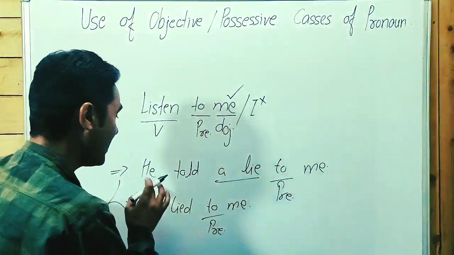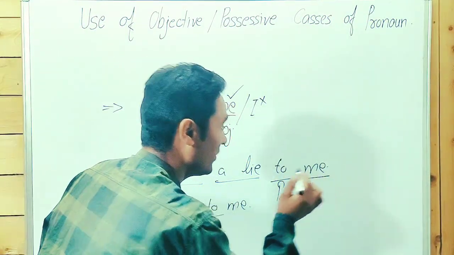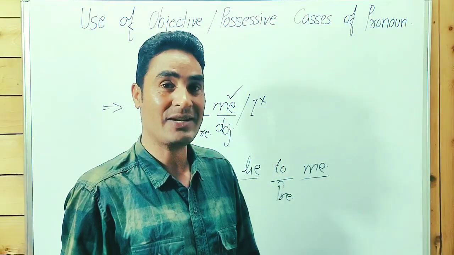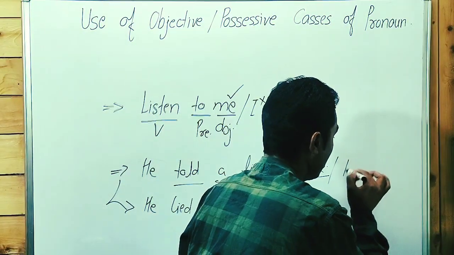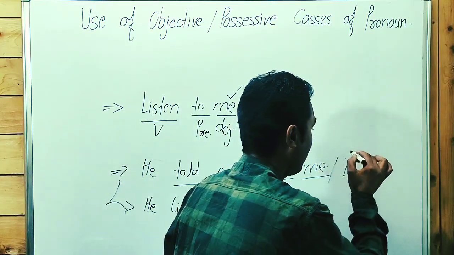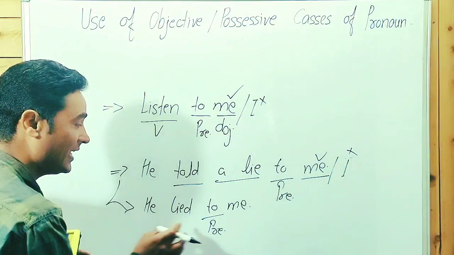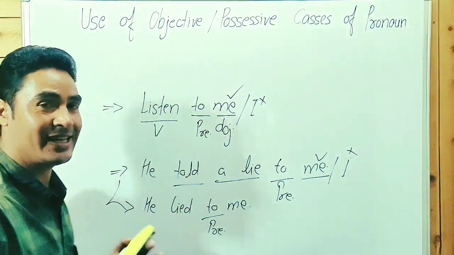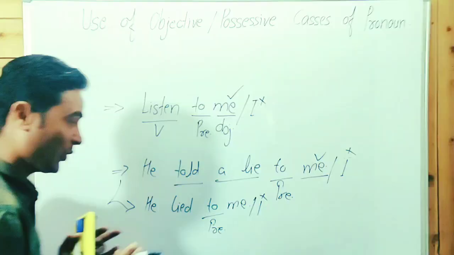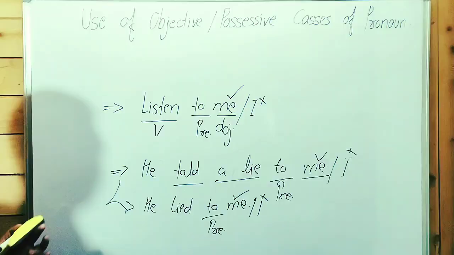He told a lie to me. After that we use "to", a preposition. After a preposition we use the objective case of the personal pronoun. We don't say "he told a lie to I". "I" will be incorrect, "me" will be the correct answer. So here, he lied to me. We don't say "he lied to I". He lied to me is the correct answer.